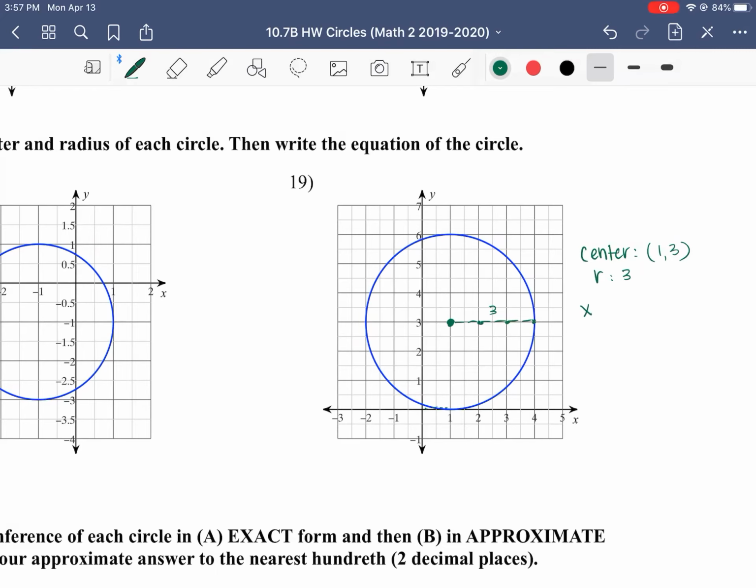Okay, then we create the equation. So we do x minus 1, because we use our center first, our h and our k here, plus y minus 3 equals radius squared. If we take 3 and we square it, then we get 9. So, oopsie, this is all that we were asked for on that one.